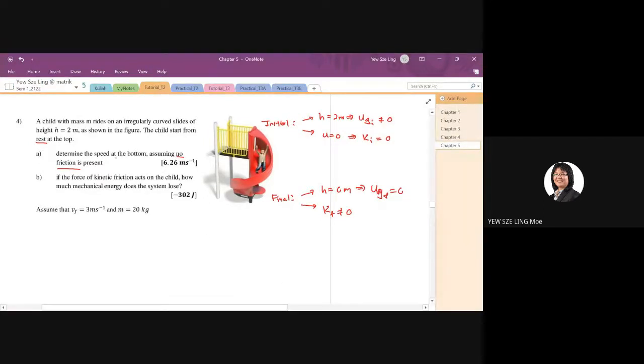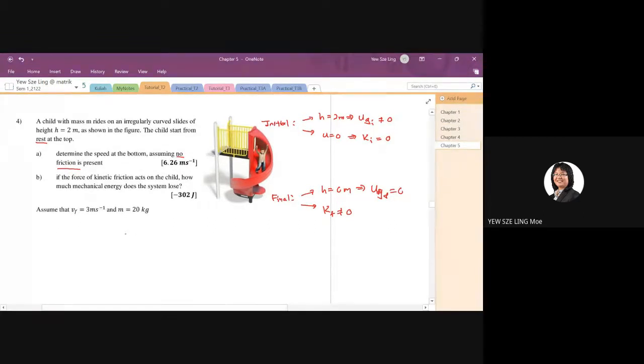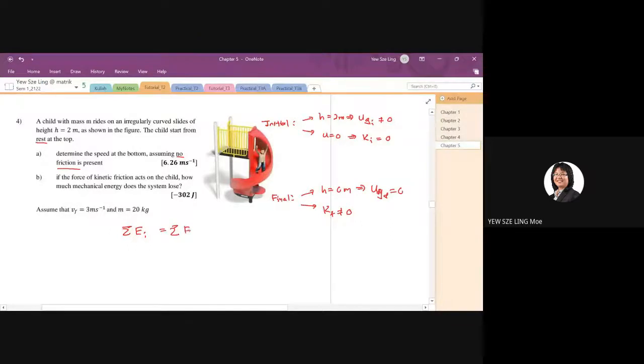So how are we going to calculate it then? So let's see. We want to substitute all equations. So we substitute summations E initial equals to summations E final.